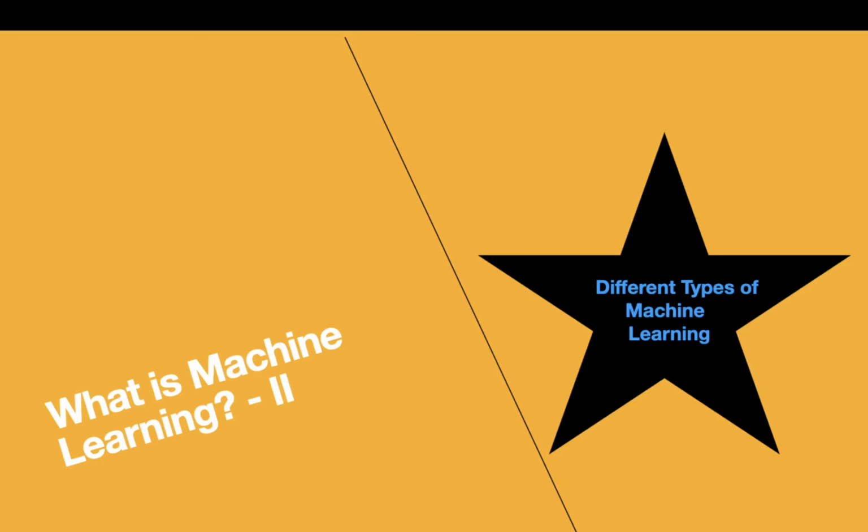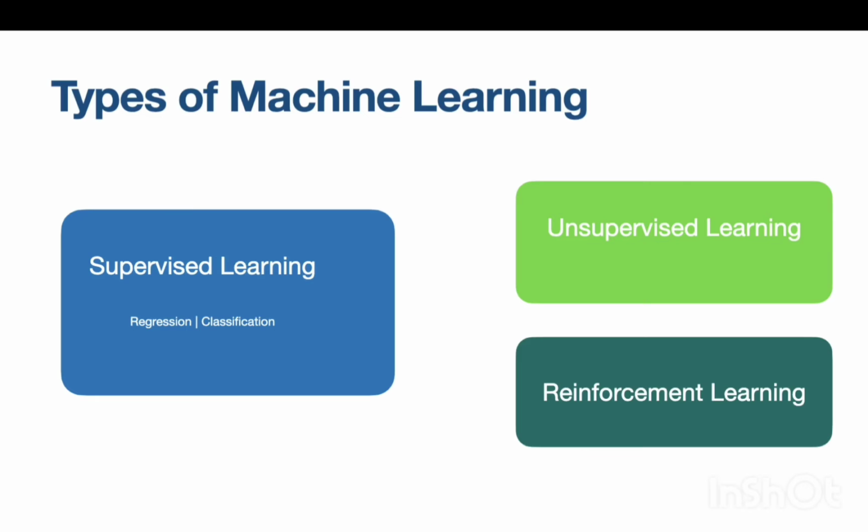Hello everyone, in this video we will look at different types of machine learning. Broadly, there are three types of learning: supervised learning, unsupervised learning and reinforcement learning. Supervised learning has furthermore types: regression and classification.